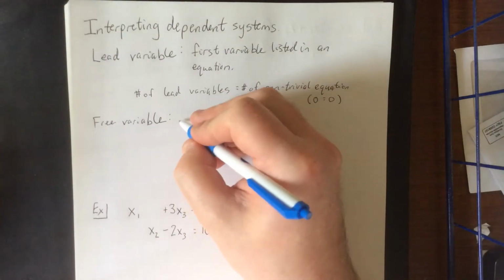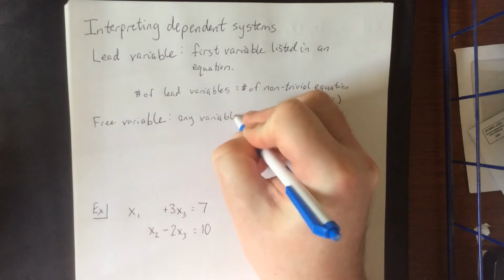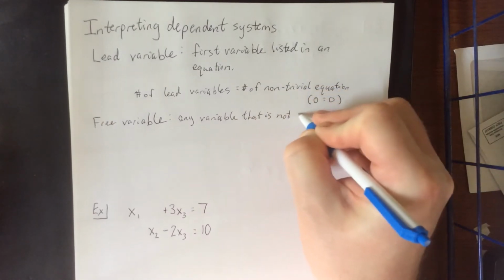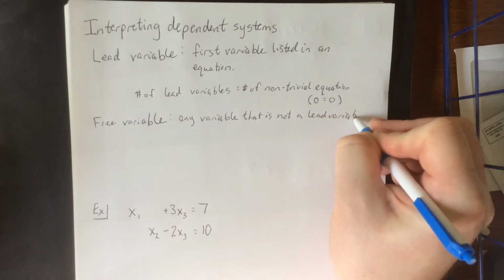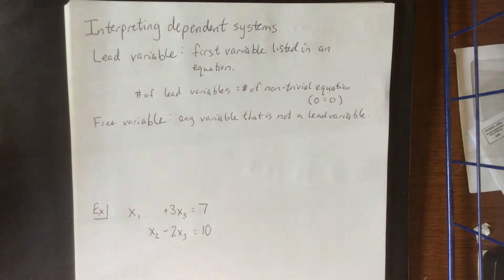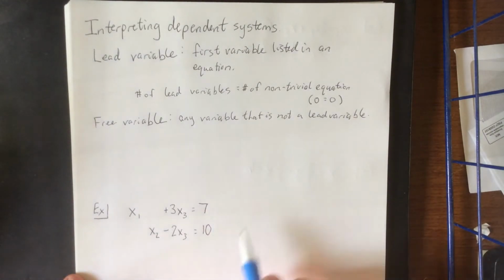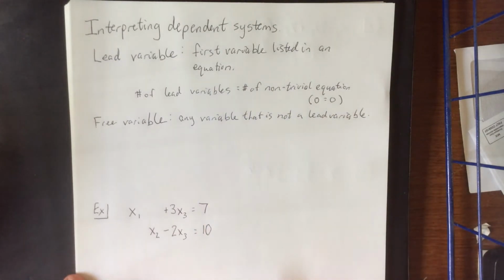A free variable is any variable that is not a lead variable. So every variable has to be either a lead variable or a free variable. If you can't identify it as being a lead variable, it automatically becomes a free variable.